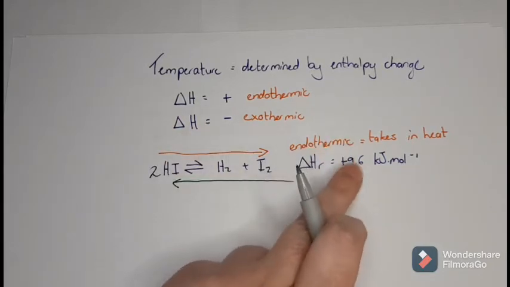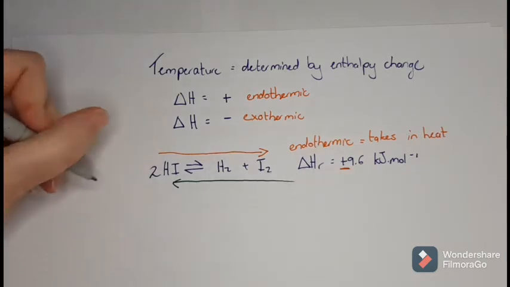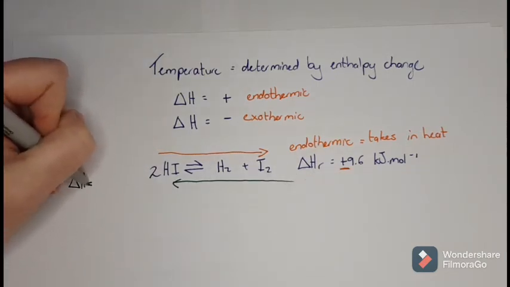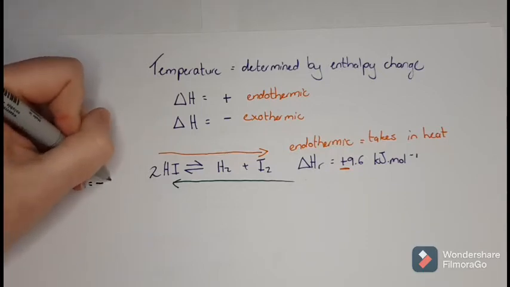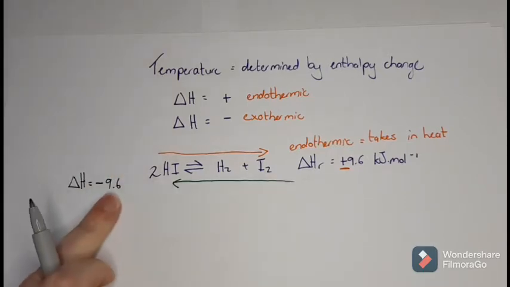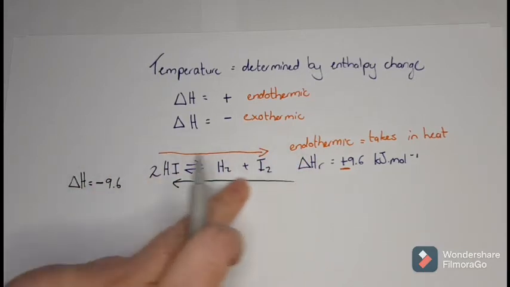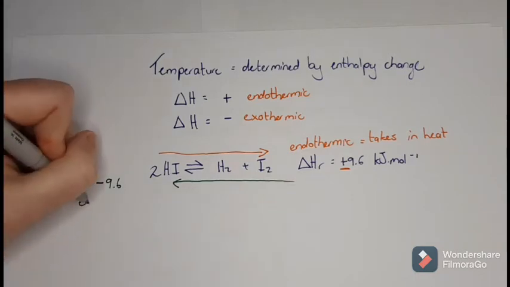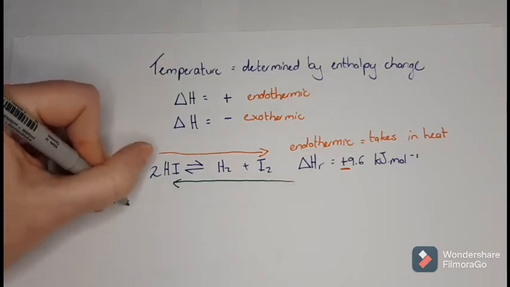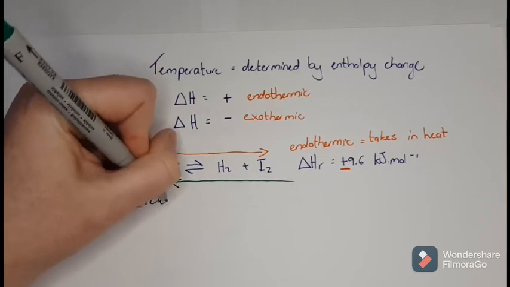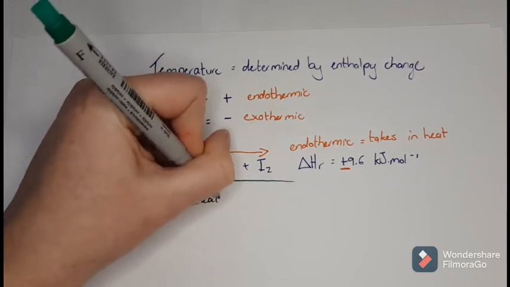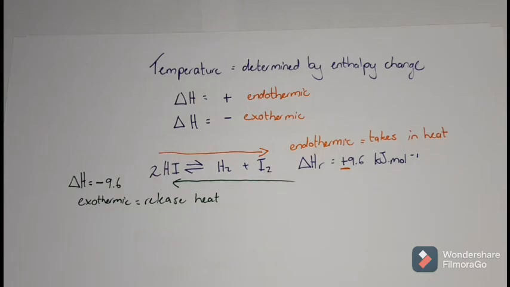So if the forward one is then plus, the backwards one is then going to mean my delta H is negative. Because if I'm doing the reverse, it means I'm going to do the opposite. So now the backward reaction is then going to be exothermic, which means it's going to release heat energy. So now that I know that, because I'm always then going to see what my delta H is, because that will tell me the forward reaction, and then the backward will be opposite.